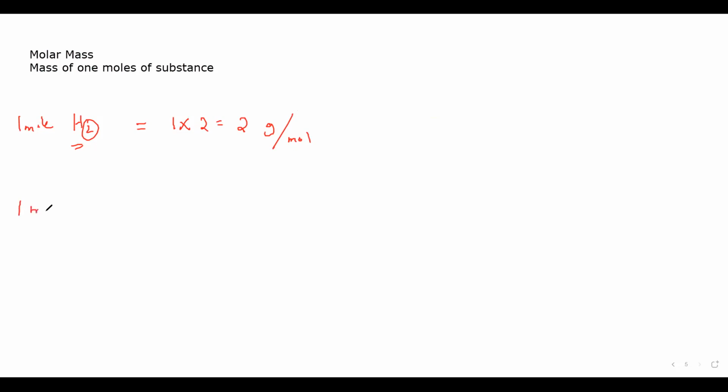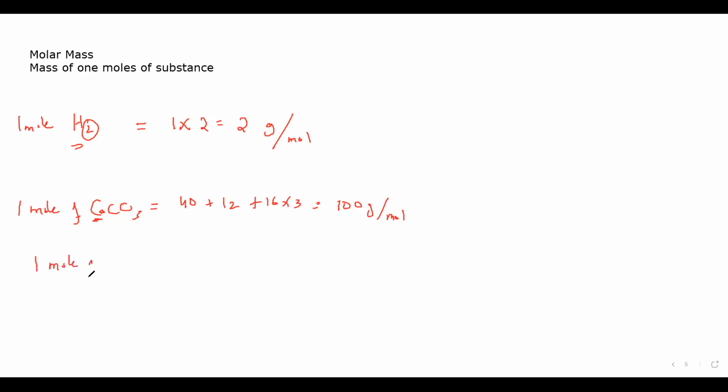Same thing, 1 mole of calcium carbonate, CaCO3. What is the mass of 1 mole of calcium carbonate? Calcium is 40, plus carbon is 12, plus oxygen 16 multiplied by 3. So 40 plus 12 is 52, and 16 multiplied by 3 is 48. So the total will be 100. The final answer will be 100 gram per mole. So the mass of 1 mole of a substance, expressed in gram, is called a molar mass, and the unit of molar mass is gram per mole.